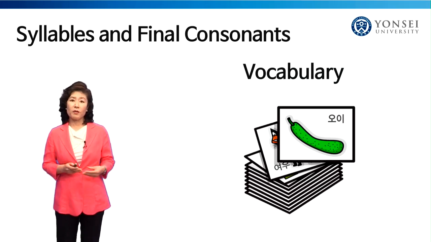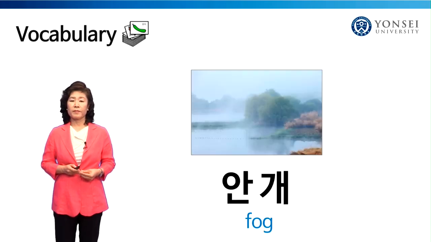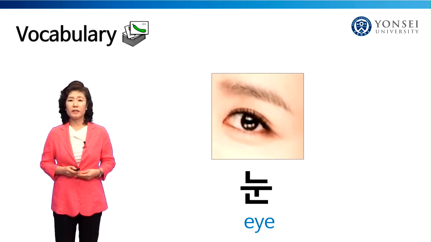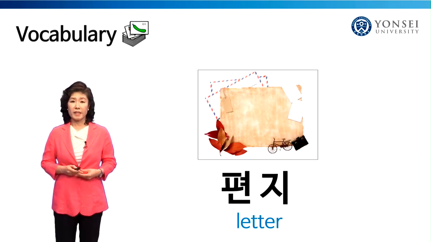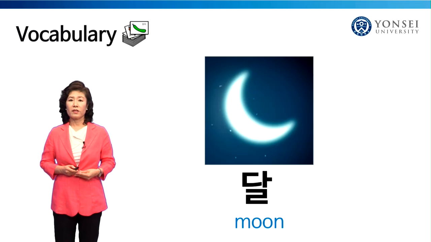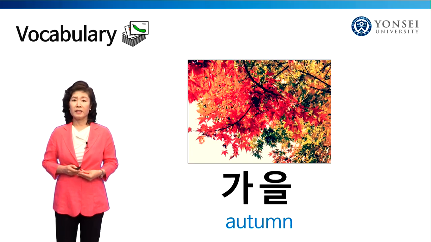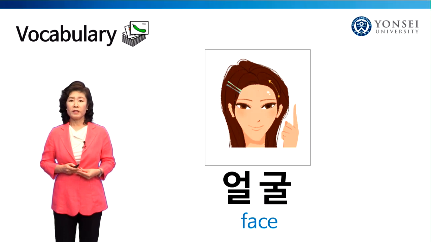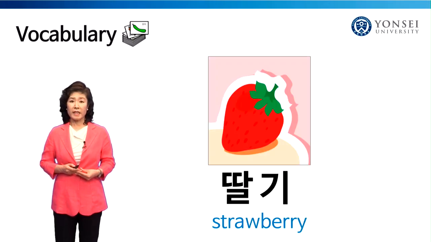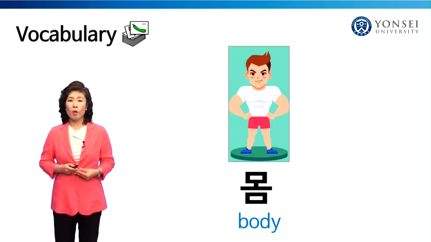Shall we try reading other words as well? Listen carefully and repeat, please. 안개, 눈, 편지, 단어, 달, 발, 가을, 얼굴, 딸기, 봄, 몸.